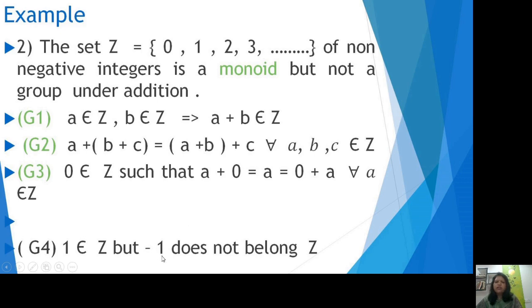But this minus 1 does not belong to this set Z. So if we take any integer from this set, then to get the additive identity element 0, we have to take the negative of that number, and that negative number does not belong to this set Z, and therefore each number in this set does not have an additive inverse, and therefore the fourth property is not satisfied by this set Z. Therefore, this Z is not a group, but these three properties are satisfied by Z, and therefore Z is a monoid.